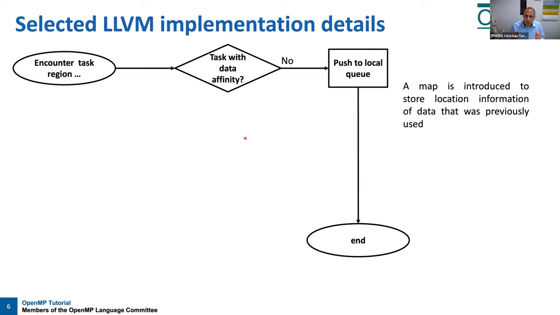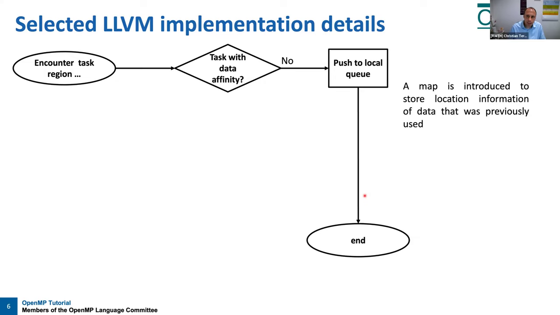So again, let me illustrate what's behind it. Again, to underline, this does not come for free. So what happens, and this is from an older paper considering the LLVM implementation, if a task region is encountered? If there's no data affinity clause, then the task will be pushed to the local queue. What does that mean? In the LLVM OpenMP runtime, there's one task pool or task queue per thread.